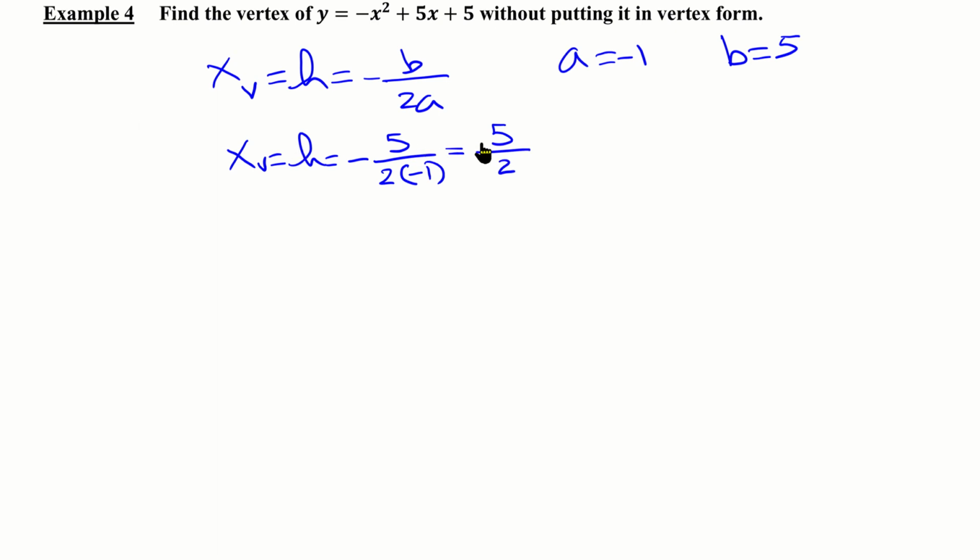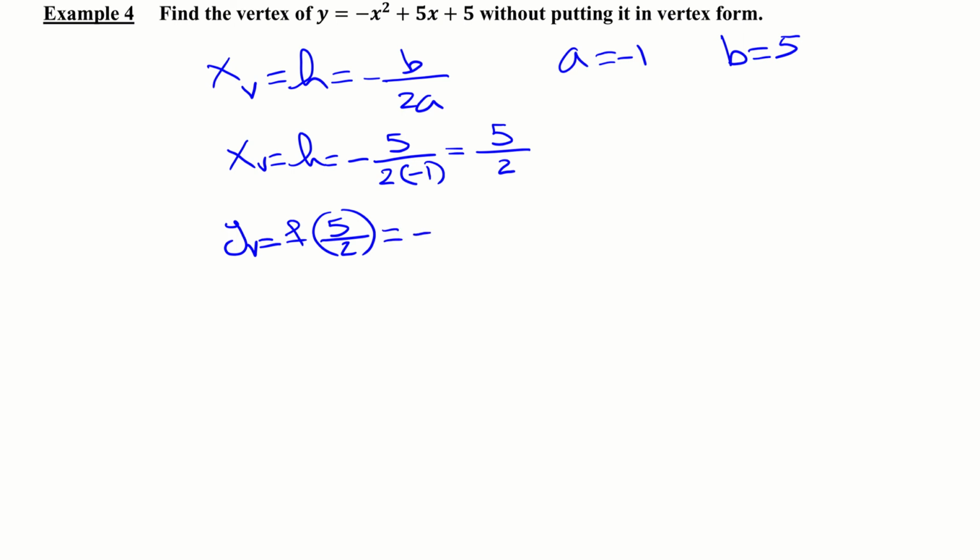Now you don't want to stop here, because they didn't ask you for just the x value of the vertex or the x coordinate or h. They wanted the entire vertex. That means now we can take this, we can plug it into that complex looking formula from the last screen, or better yet, we can just take this and plug it in for x, and we'll find out what the y value of the vertex is going to be. So the y value of the vertex is just going to be the function defined at this particular x value.